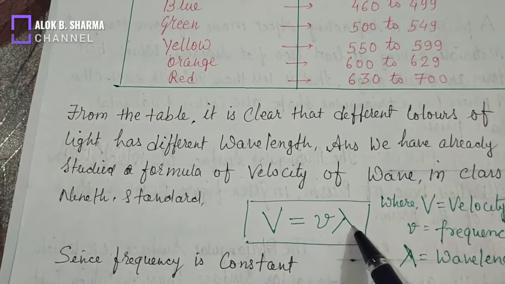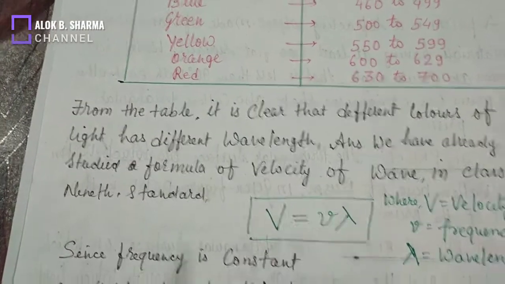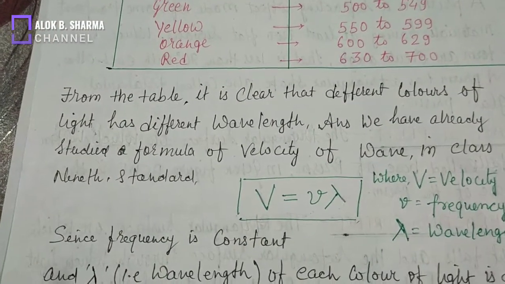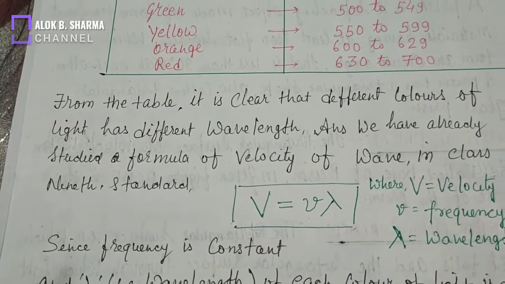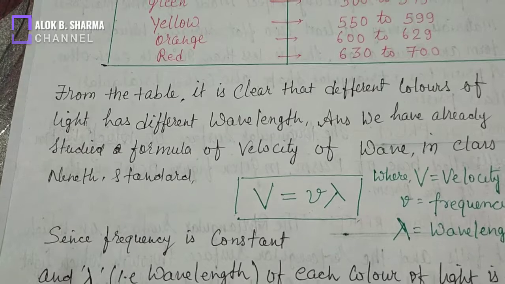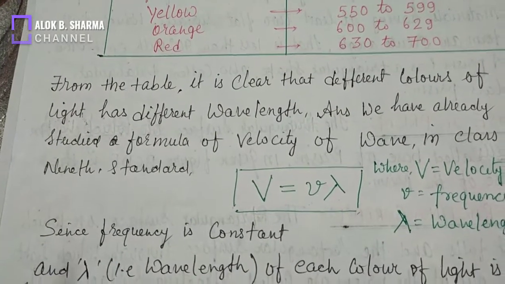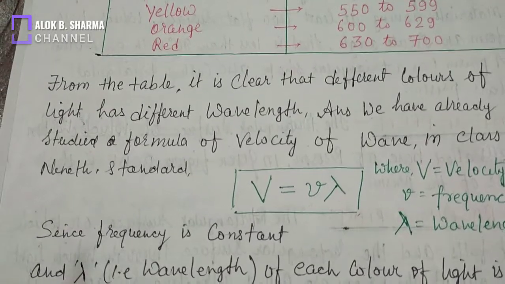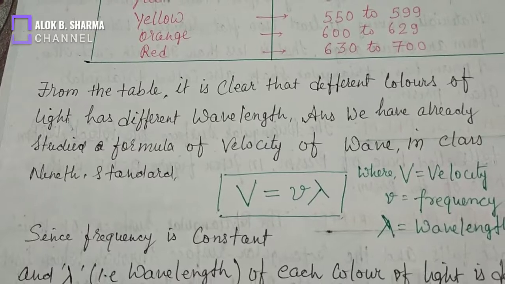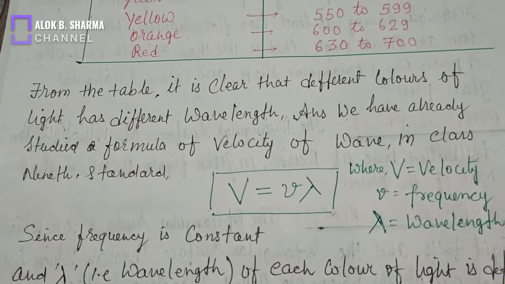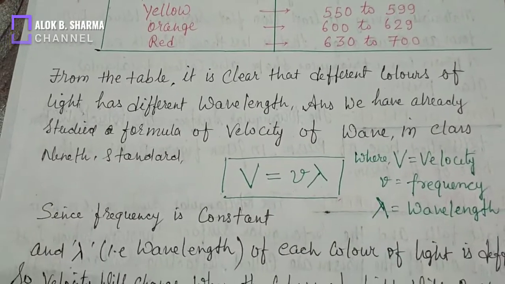And if the wavelength of the different colors of light is different, their velocity will be different. So when light passes through the prism, their velocity changes because it depends on the wavelength of light. And due to having different velocity, different colors bend with different angles of refraction. So this is the reason of dispersion, because velocity changes depending on wavelength, and when the velocity changes, they bend with different angles.